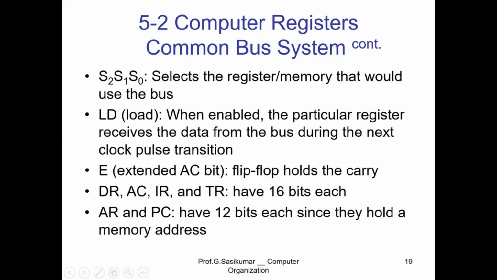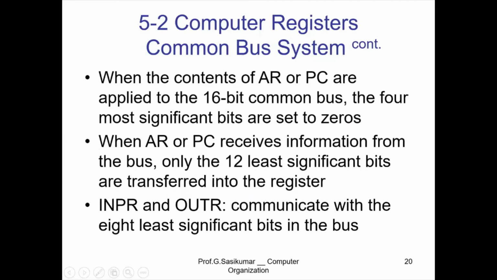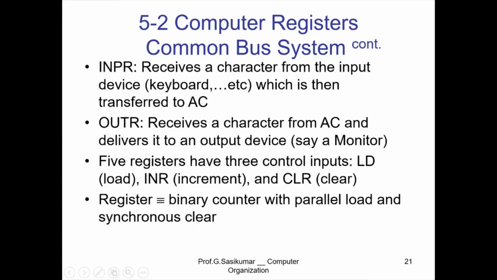E is the carry, and the data register, accumulator, and all other registers have 16 bits each. AR and program counter, the address register and program counter, have 12 bits each and hold the memory address. A very important part of a common bus system in a basic computer is input and output. The input and output registers collect the data. When you type a password, the input register collects the data, and the output register verifies whether it is right or not. You will get the output.